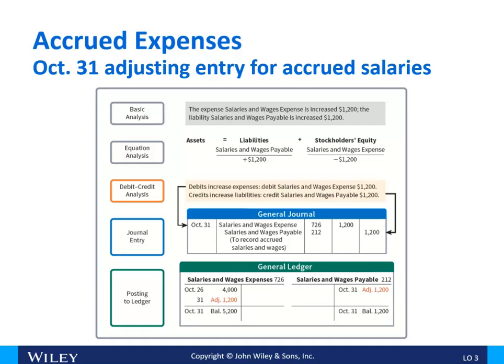So for analysis, we've identified that $1,200 of salaries and wages is not recorded, but the employees have worked. So we look at the accounting equation, we determine debits and credits, we do the journal entry, debit salaries and wages expense for $1,200, credit salaries and wages payable, the liability account, for $1,200, and then we post those to the accounting ledger.